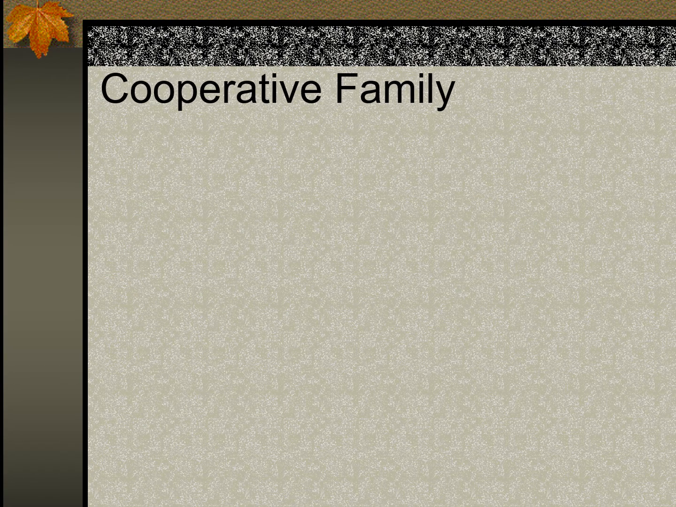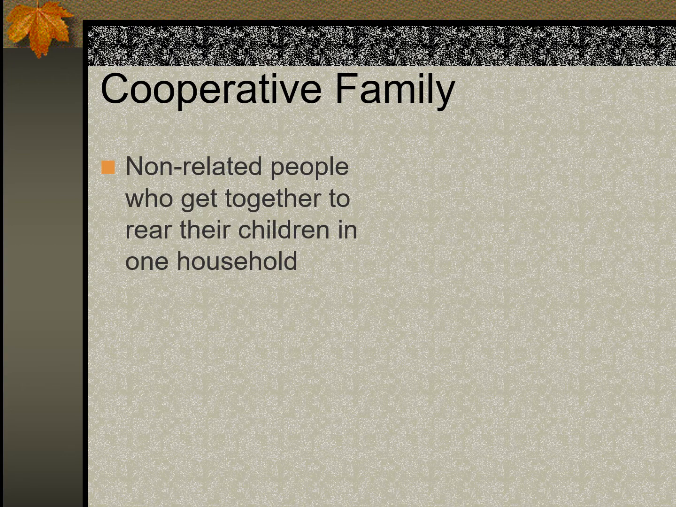Next, we have what's called the cooperative family. This is one that a lot of people aren't very familiar with, but it is a growing type of family. So this is where you have non-related people who get together to rear their children in one household. Now, when I say rear the children, child rearing is the technical term for raising your kids. Not raising your child, it's child rearing, or rearing your children. That's what it means. And basically, you have two non-related people.